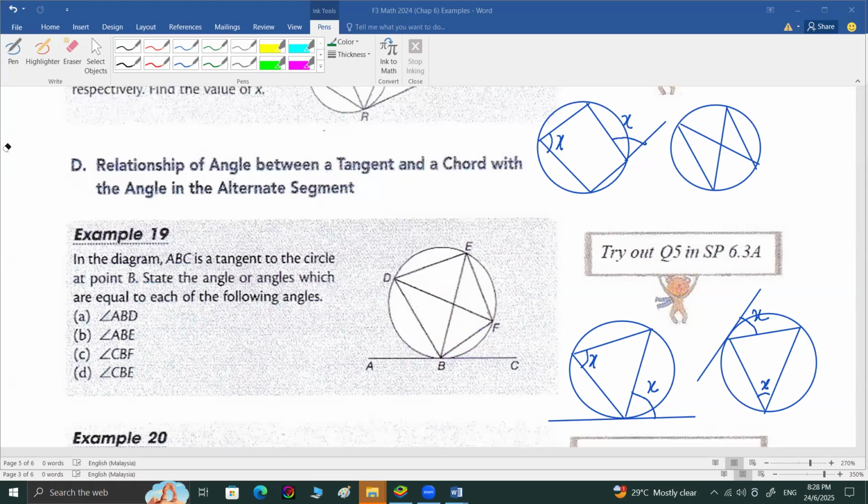Listen to my explanation before you start to try the questions given. You are asked to find ABD, class. Look at ABD. You're asked to state the angle or angles which are equal to each of the following. Okay, we see ABD.